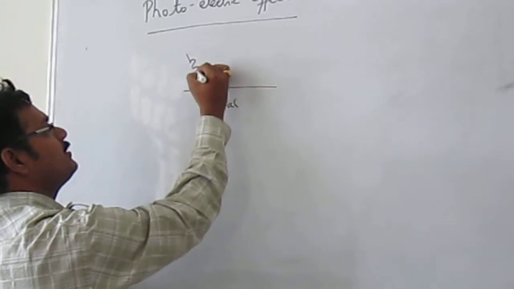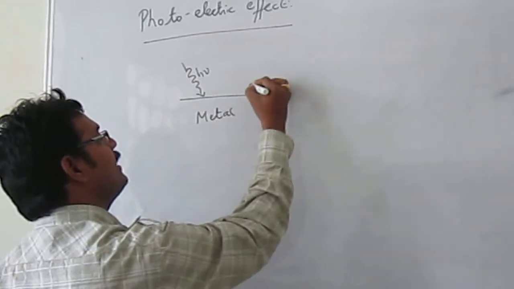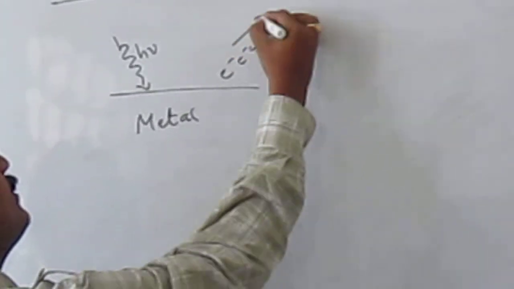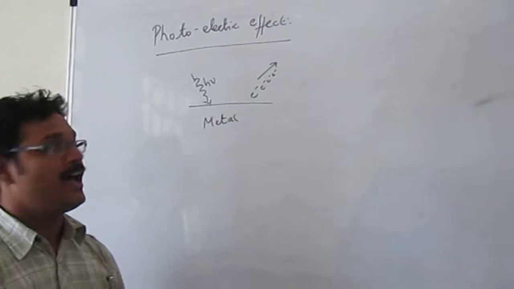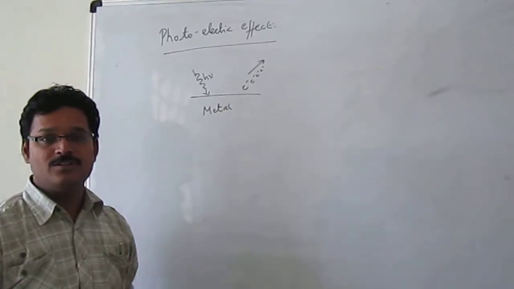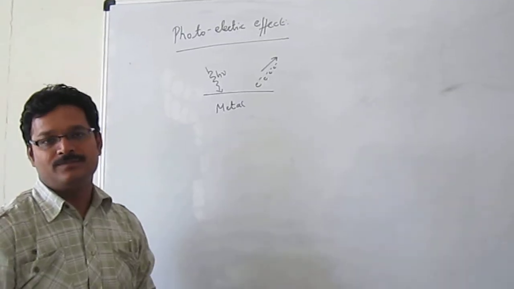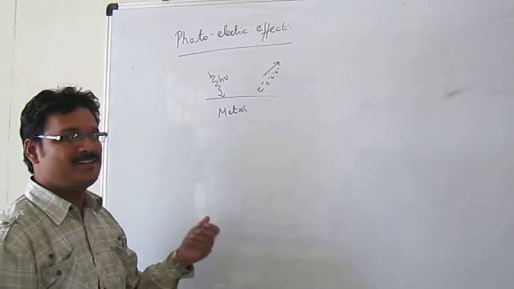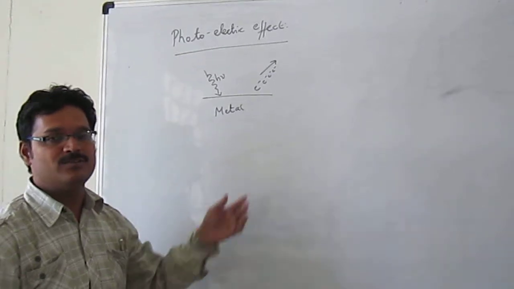When photons fall on the metal surface, electrons are released. This phenomenon is called the photoelectric effect, and these electrons are called photoelectrons, and with the photoelectrons you can get photocurrent. But how is it possible? Einstein explained how the photoelectric effect gives the photocurrent.